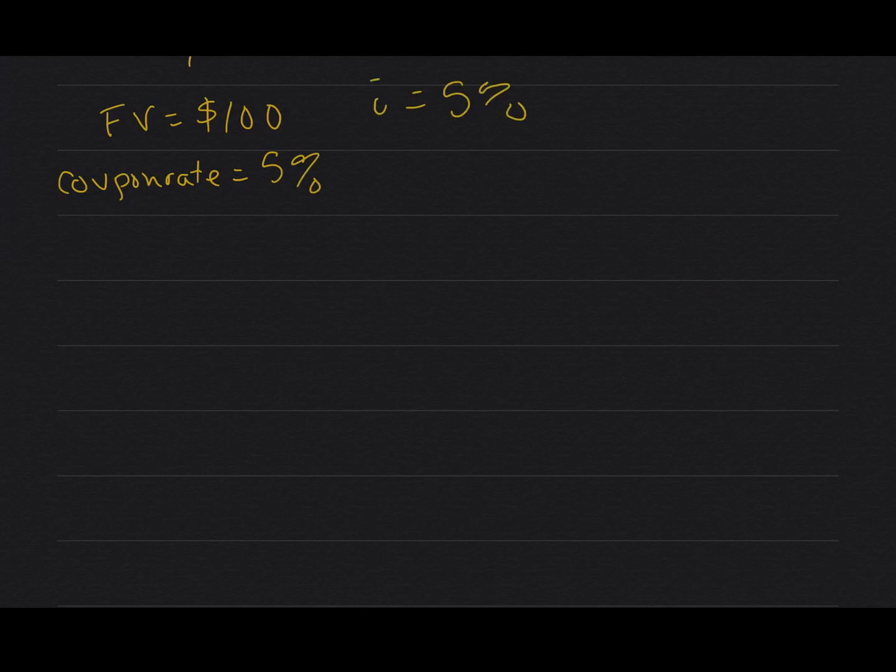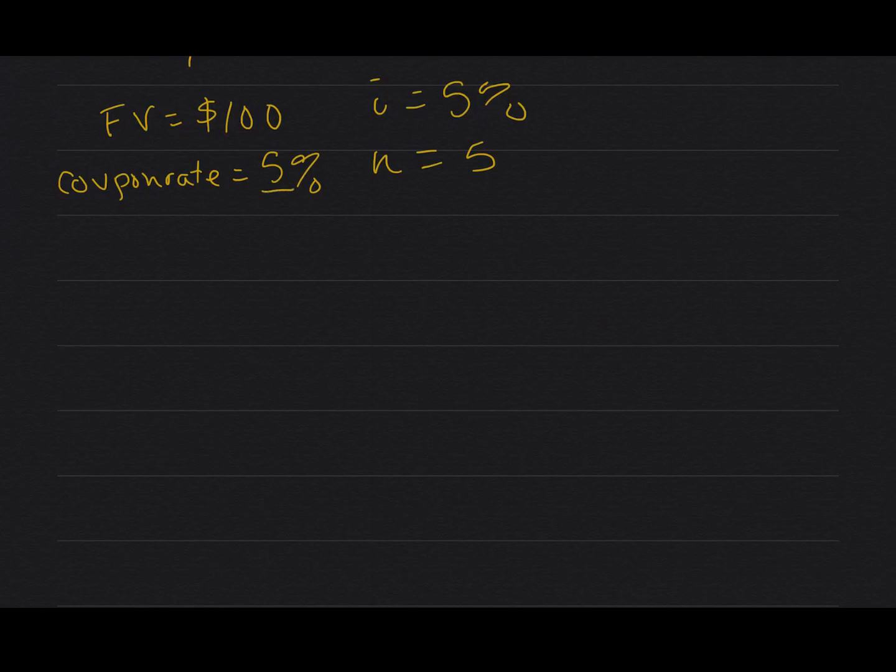We're going to calculate the duration of an annual coupon bond that has a face value of $100, a coupon rate equal to 5%, a yield to maturity also 5%, and a number of years to maturity of 5, or this bond matures in 5 years.